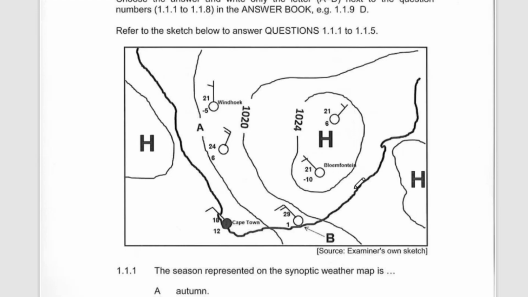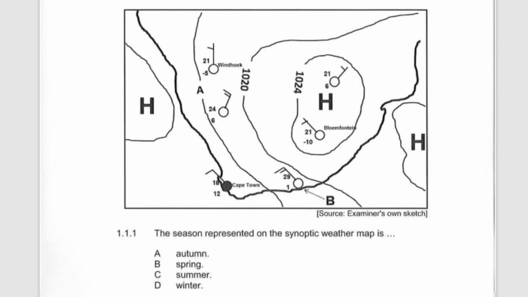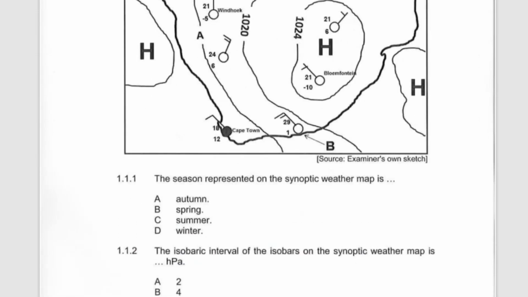The map you have here, we have a high pressure cell in the center, which we know, if we have a high pressure cell in the interior, which season is depicted? It's a winter season. Okay, let's quickly go to the questions. 1.1.1. The season represented in the synoptic weather map is obviously, like I said, winter. So there we quickly go, and the answer is D.